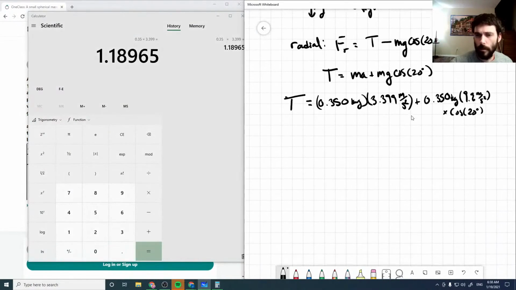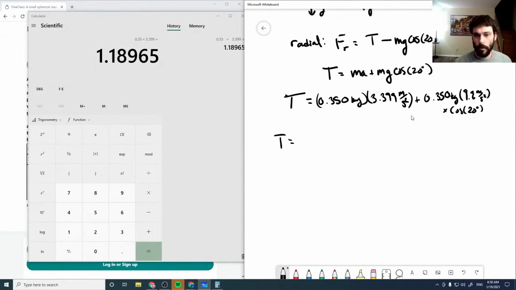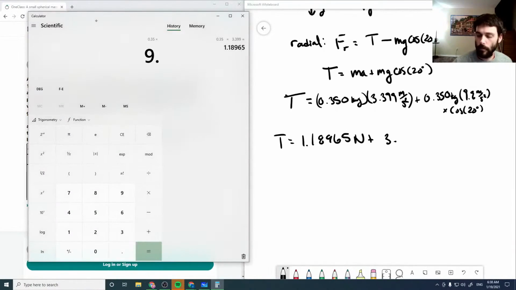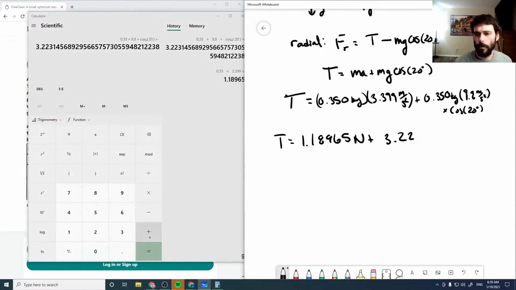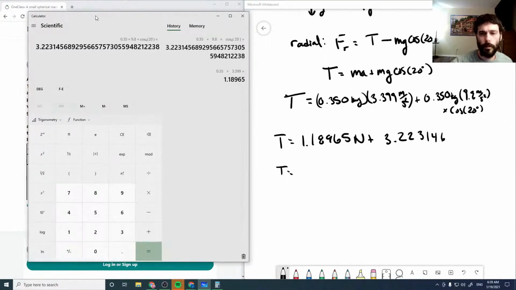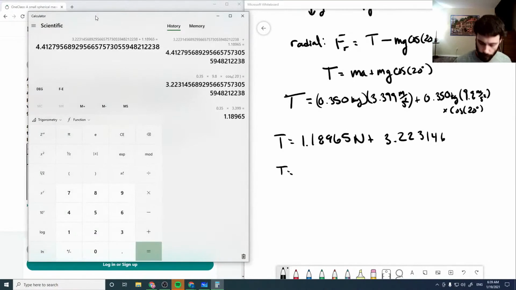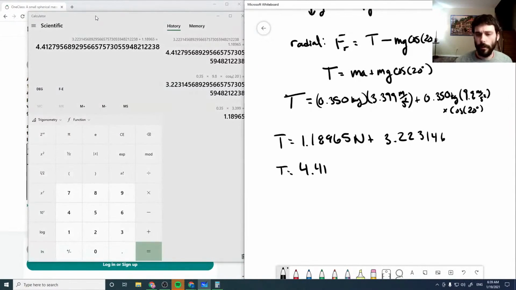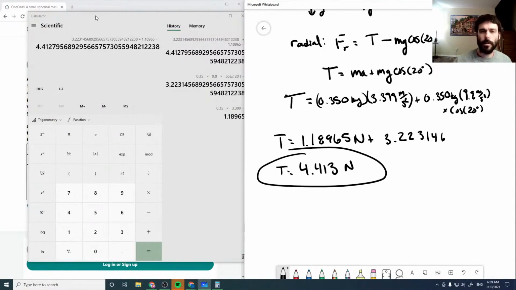So then our tension is 1.18965 newtons plus 3.223146, which is equal to 4.413 newtons. So there's our tension.